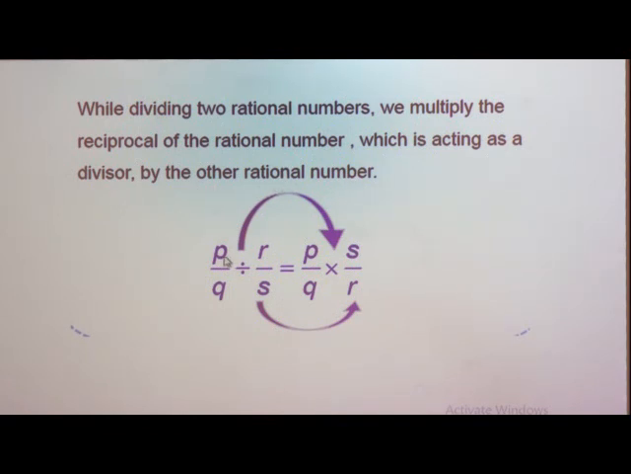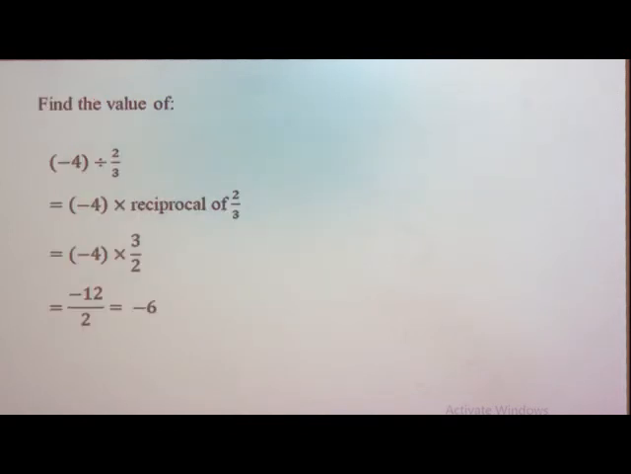This was the example I had explained to you: P upon Q divided by R upon S. Here what we will do? We will write P upon Q, multiply, and it should be the reciprocal, so it is S upon R. So this is the formula, or we can say the steps we have to follow during the division of a rational number. So, we will have some examples here.